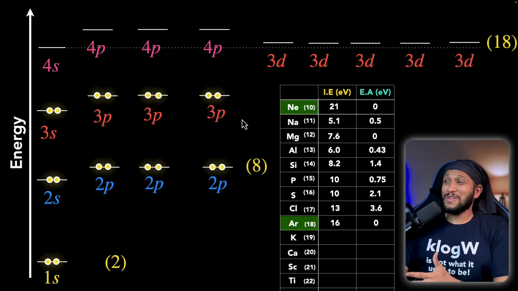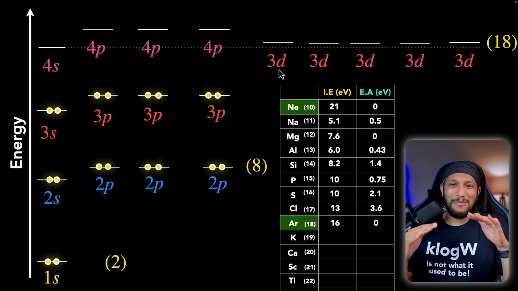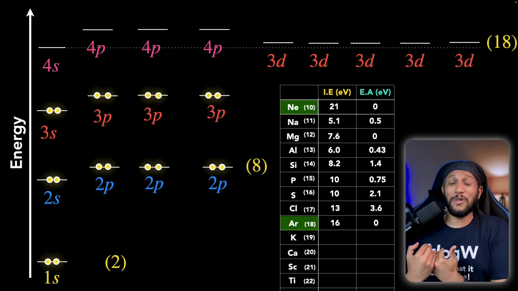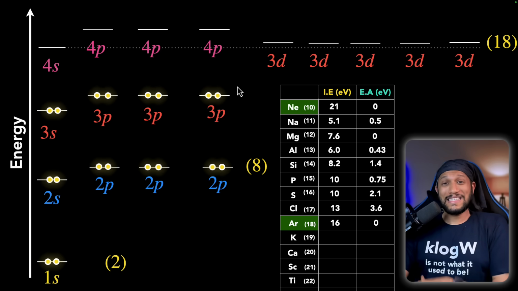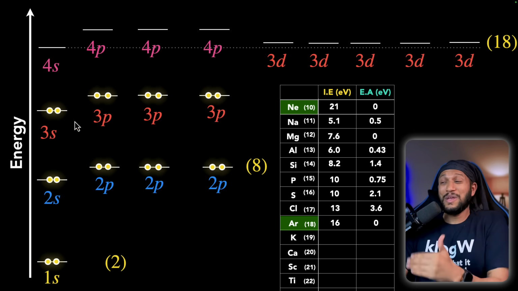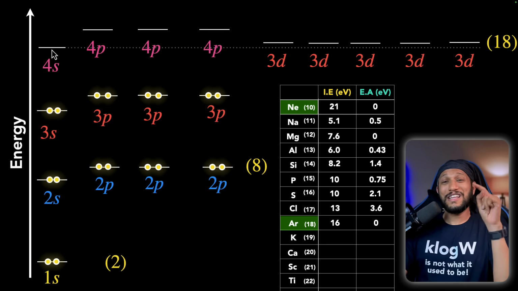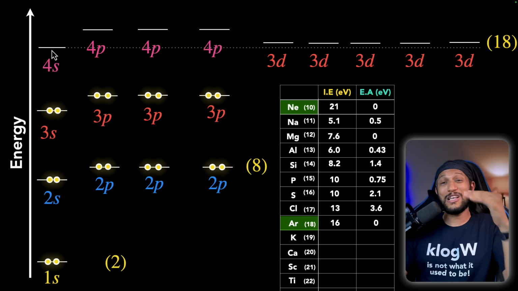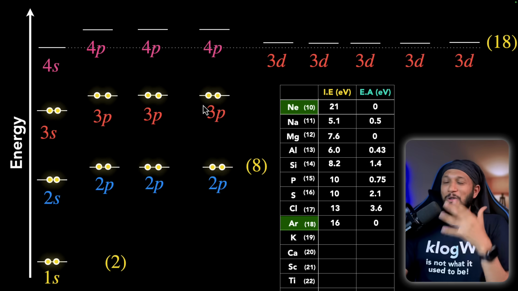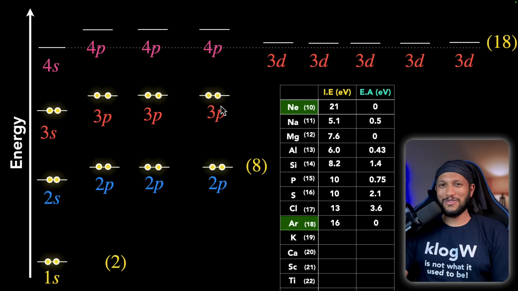It's all because of the fact that 3d sucks at penetrating, making its energy level so high it's almost inaccessible. And that's why once 3s and 3p get filled, the next electron has to go, it has no choice, but it has to go in the next shell. And that's why you get a noble gas when the 3s and 3p got filled.